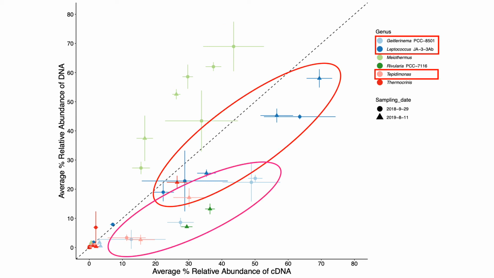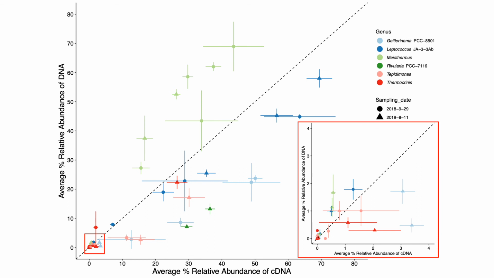Thus, the activity of abundant taxa, such as Leptococcus and Tepidomonas, may be underestimated. We can also zoom in and view samples that were less abundant. As one can see, this trend also applies to corresponding taxa at lower abundances.